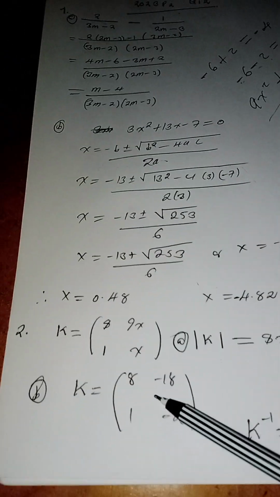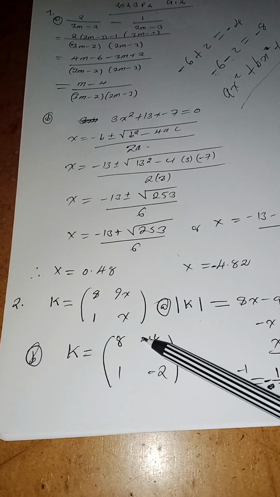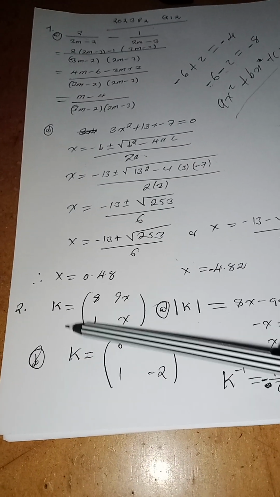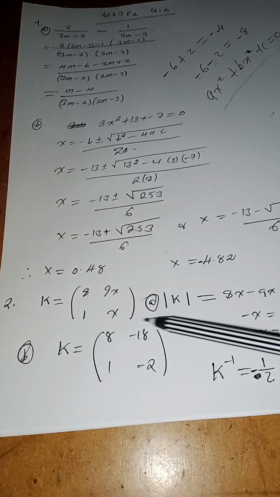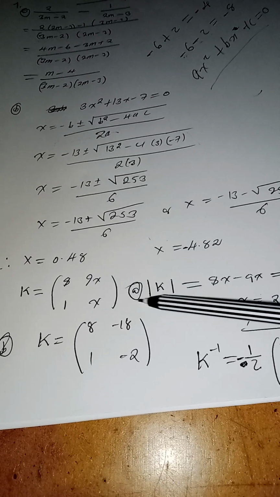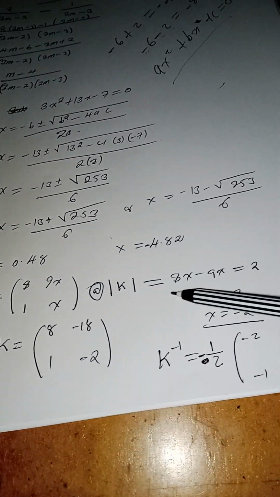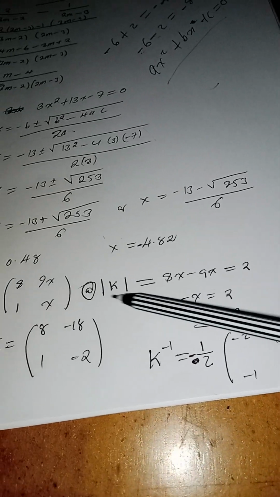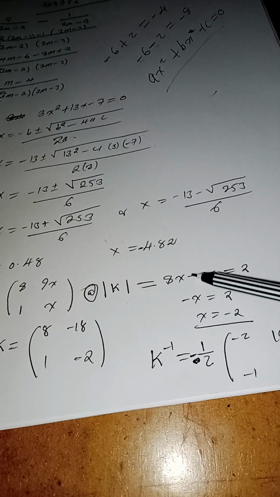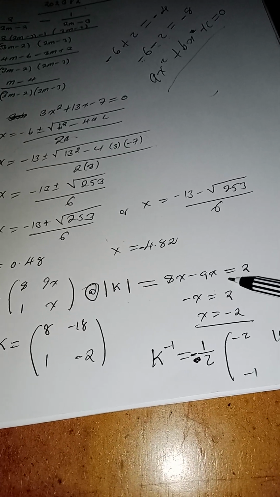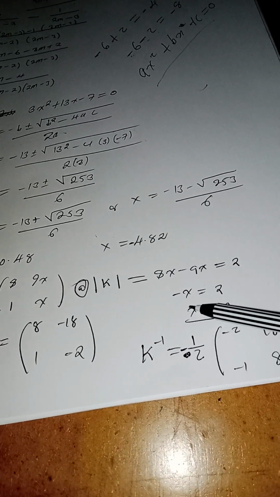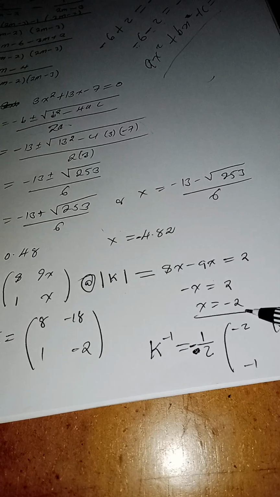Now, we had another question, question 2, that was saying that given this matrix K, and the determinant of this matrix K being 2, find the value of x. So what you do, just go ahead and find the determinant, and it will be in terms of x, then you equate to 2. So I have 8 times x, that is 8x, minus 1 times 9, which is 9x. Then 8x minus 9x gives you negative x, which is equal to 2. 2 was the determinant. Solving for x, you've got x is equal to negative 2.